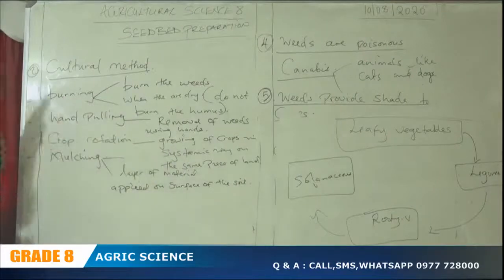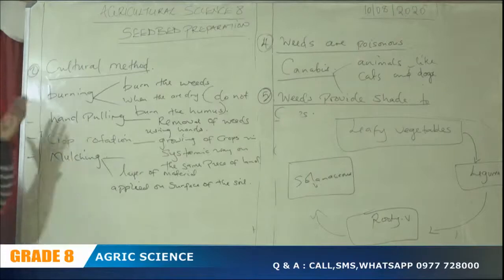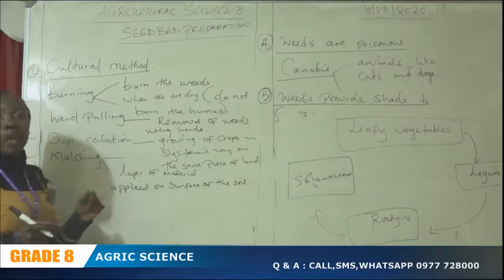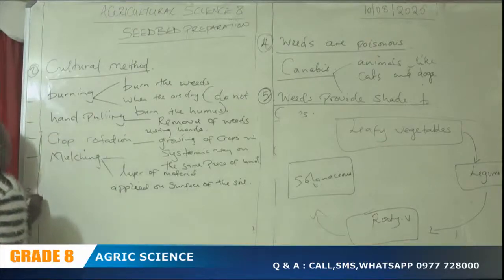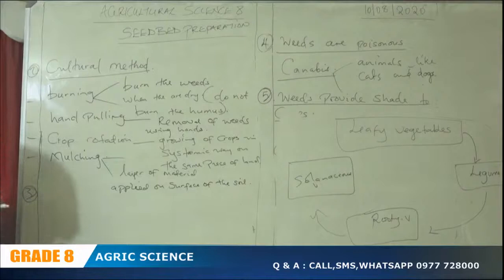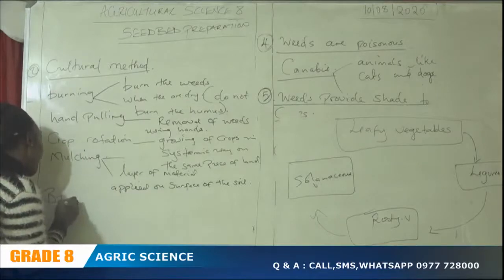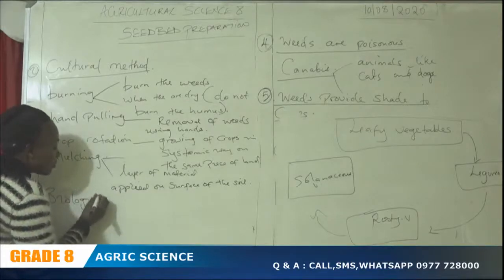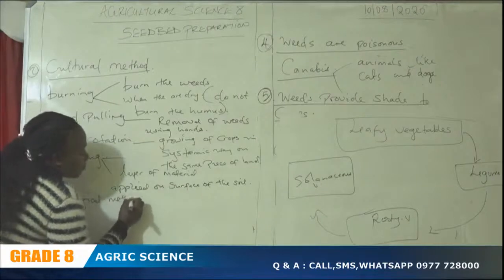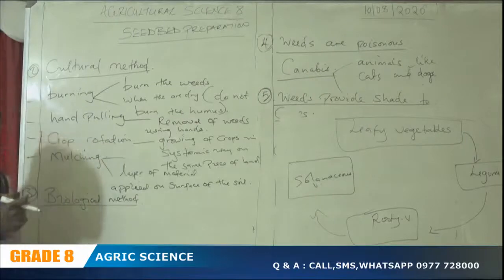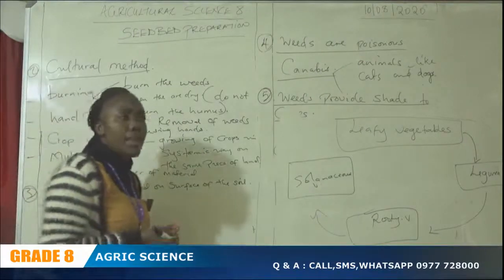Okay, so we're done with the second method, which is cultural method. We've talked about burning, we've talked about handling, we've talked about crop rotation, and we've talked about mulching. Let us go to the third method. Our third method is biological method. What happens under biological method?